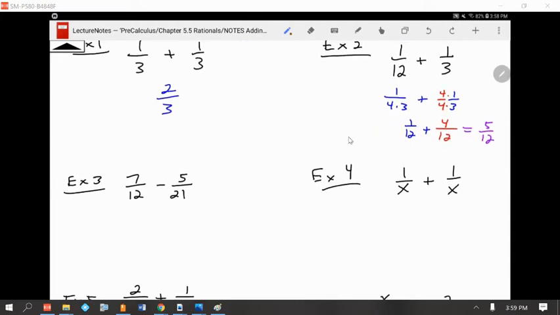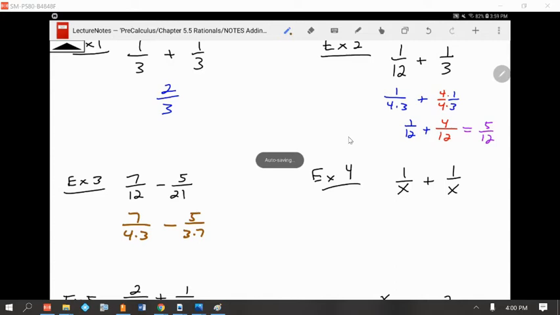So 3, same issue. 12 and 21, they look alike. But 12 is really 4 times 3, and 21 is really 3 times 7. Right? So they have something in common. They have a common factor of 3. So the lowest common denominator is 28. Or sorry, 28 times 3. I've got to multiply 4 times 7 times that extra factor of 3, right? So that's going to give us 28 times 3, which is 84.